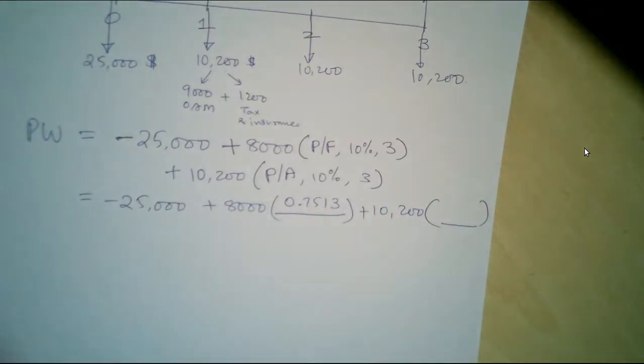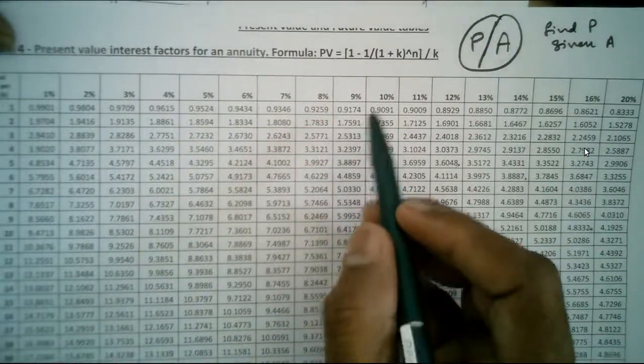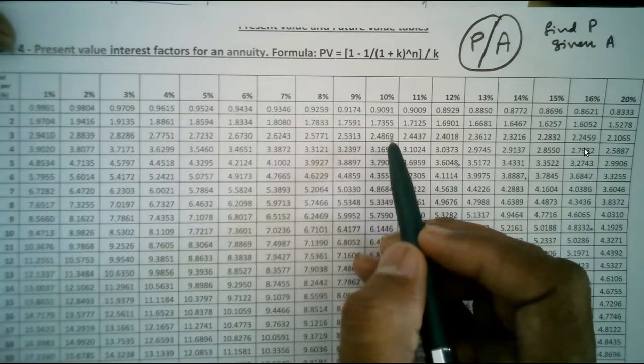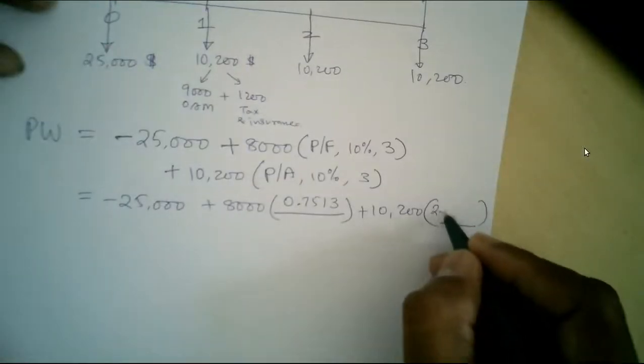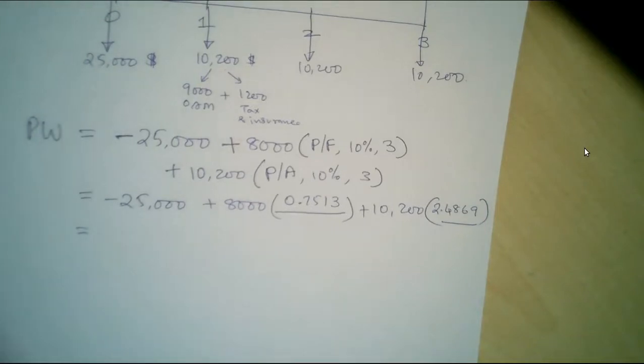Next, I have to refer to P by A. So let me find the sheet. Yes, this is the P by A sheet. Again, go to 10% and go to 3 years. Here the factor is 2.4869. So now let me calculate the present worth.